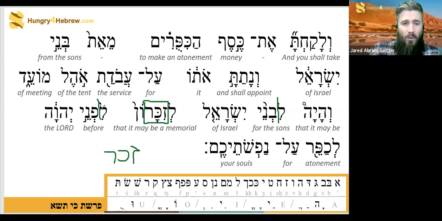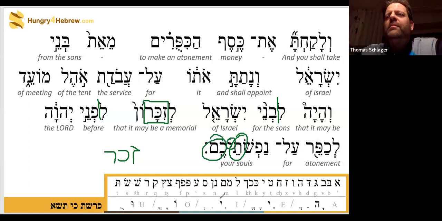Lifnei, to the face of or before Adonai. Lechaper, remember Yom Kippur. Al nafshotechem. Nefesh, the original form. Ot is plural. Yod is also plural. Chem is yours, y'all's.